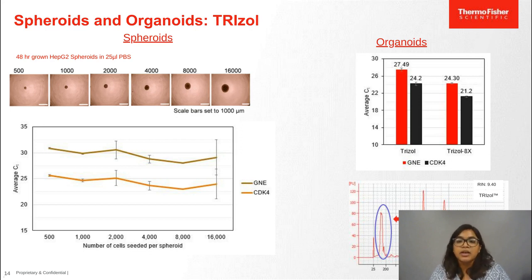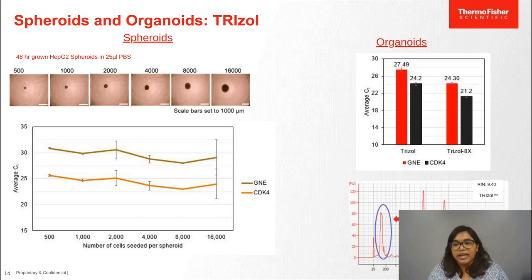When you look at the chart on the bottom, there's average CTs on the y-axis and the number of seeded cells per spheroid on the x-axis. So we're going from 500 to 16,000. And you can see that there is quite a bit of variability with the TRIzol extraction. We may have possibly lost a little bit of cellular material looking at the 2,000 and the 16,000 data sets, and that's why you see a lot of variability in the error bars.